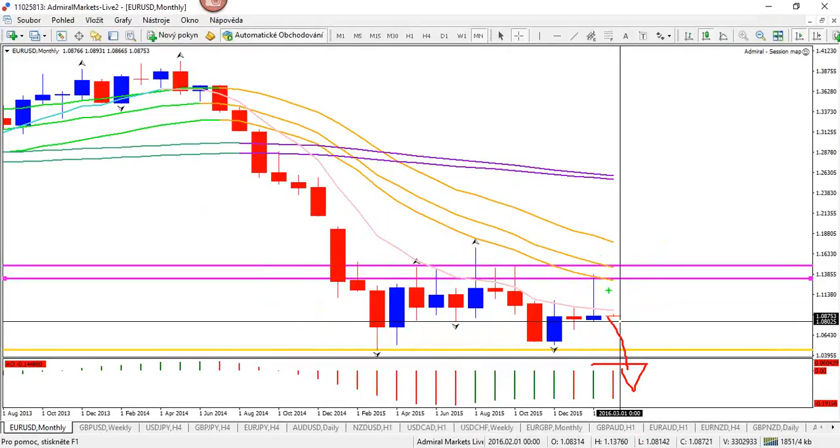This month could still be maybe a small doji, for instance, but the next month maybe, or the month after, I would expect the downtrend to continue. That is the monthly. And the weekly is looking like this.